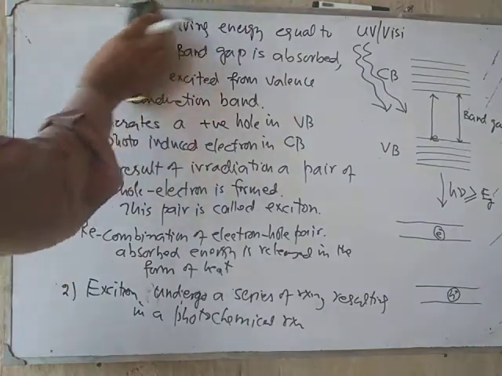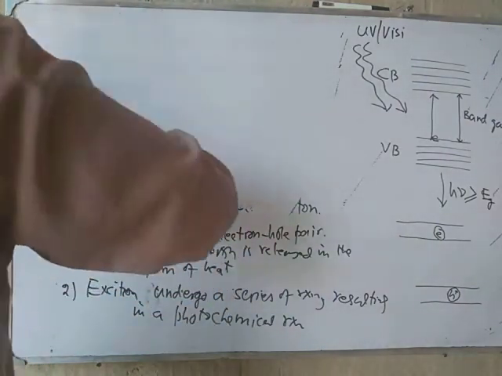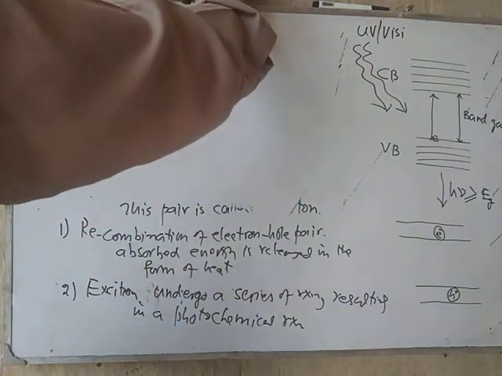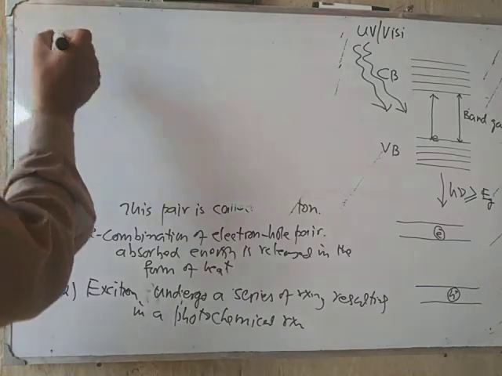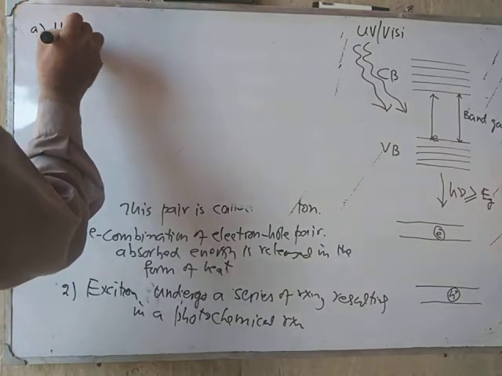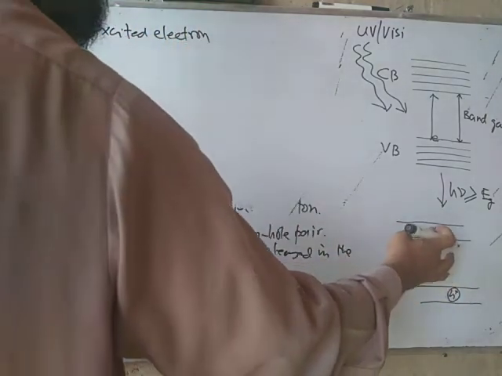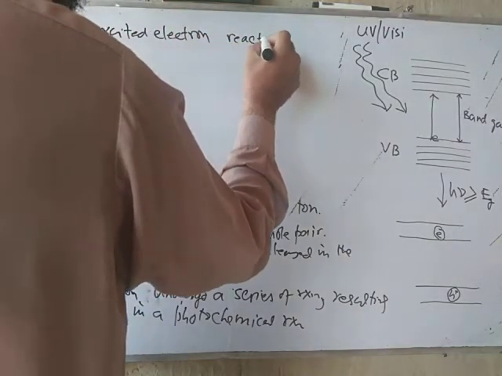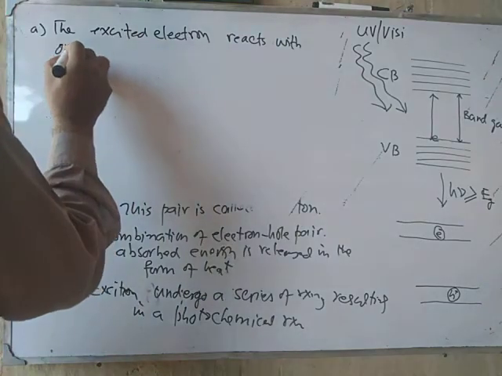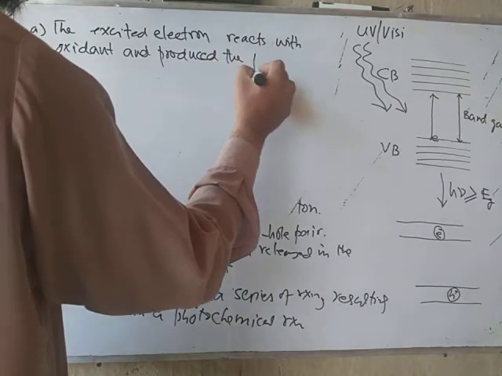वो सीरीज ऑफ रिएक्शंस क्या है, इसके लिए डिफरेंट मैकेनिज्म्स हैव बी प्रपोज्ड टू एक्सप्लेन द मैकेनिज्म ऑफ फोटोकेमिकल रिएक्शन, लेकिन हम सिंपलेस्ट केस डिस्कस कर लेते हैं। इस रिएक्शन में द एक्साइटेड इलेक्ट्रॉन रिएक्ट विद ऑक्सीडेंट, द फोटो इंड्यूस्ड एक्साइटेड इलेक्ट्रॉन, यहाँ पर ये इलेक्ट्रॉन reacts with oxidant and produces the reduced product.